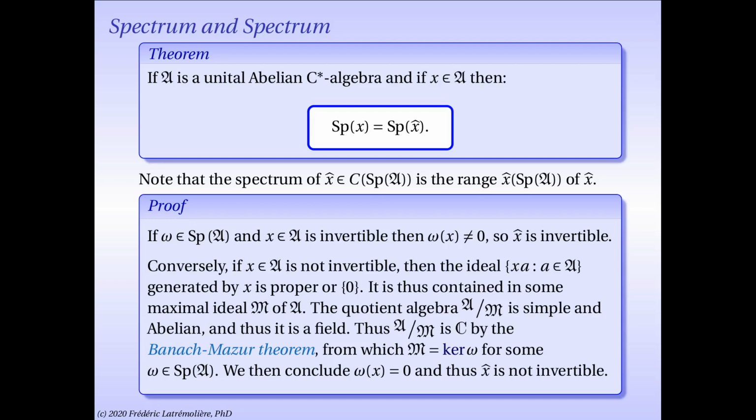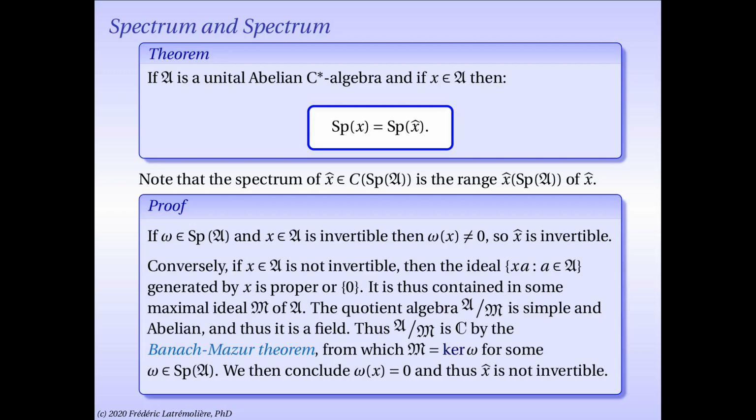Now, let's do the converse. That is, let's say that we have an element of our C-star algebra, again, call it x, but it is not invertible. And I want to show that the Gelfand transform of that x is also not invertible. So how am I going to do that? This is actually the important part of the proof.